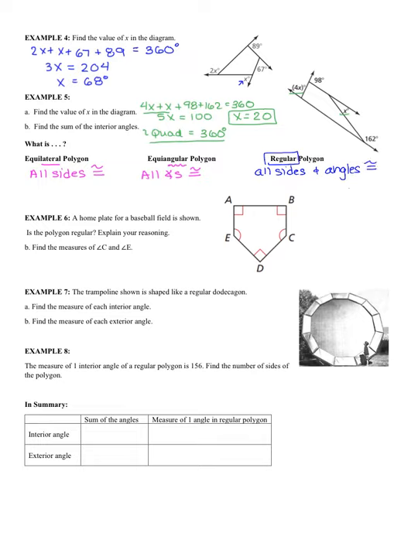And that would be like a square. In a square, all the sides are congruent, and all the angles are 90 degrees. But we will be looking at some special properties of regular polygons as we move through this chapter.